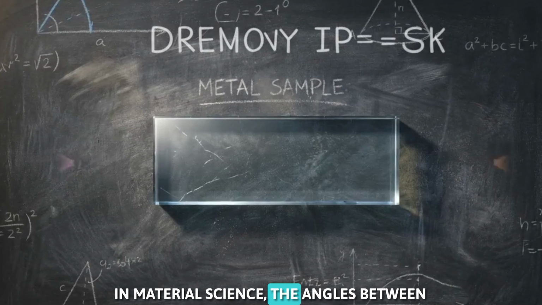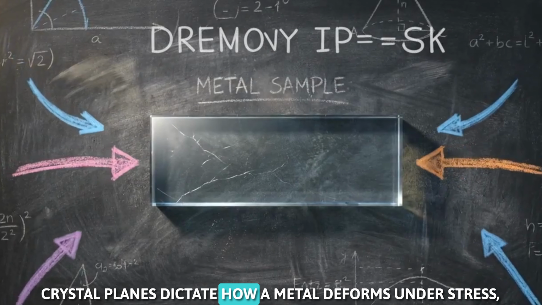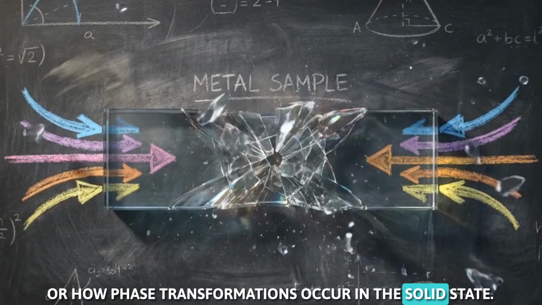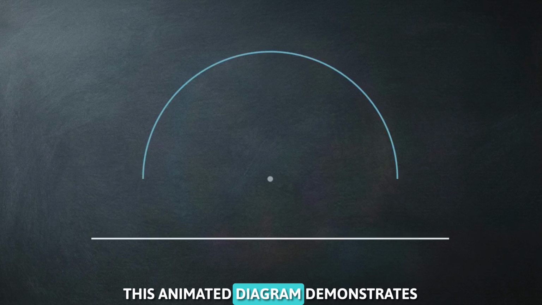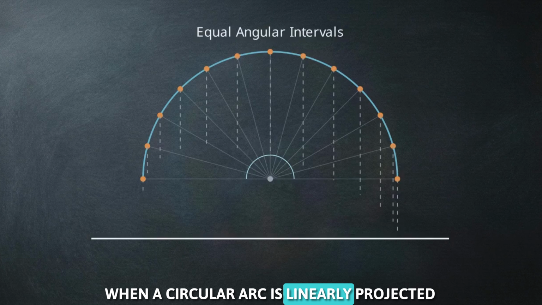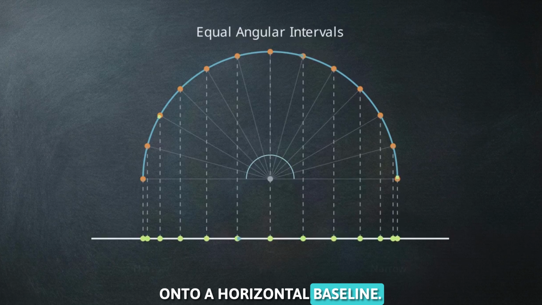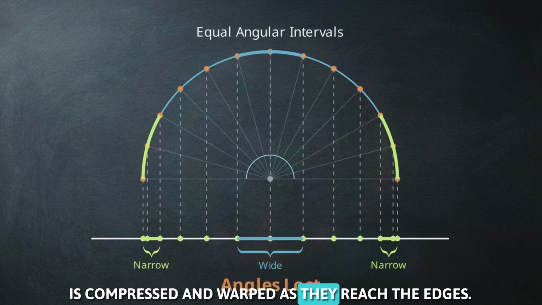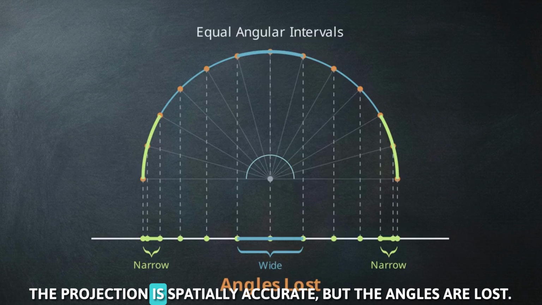In material science, the angles between crystal planes dictate how a metal deforms under stress, or how phase transformations occur in the solid state. This animated diagram demonstrates the geometric distortion. When a circular arc is linearly projected onto a horizontal baseline, the distance between even intervals is compressed and warped as they reach the edges. The projection is spatially accurate, but the angles are lost.